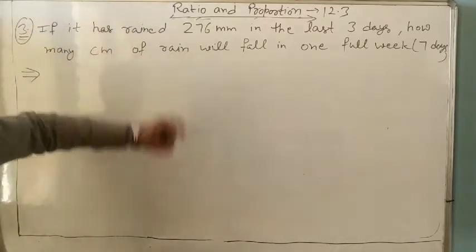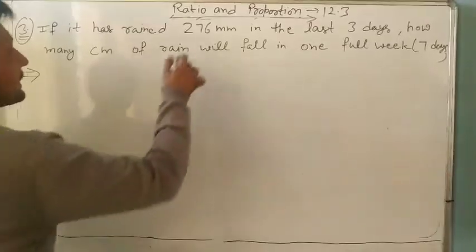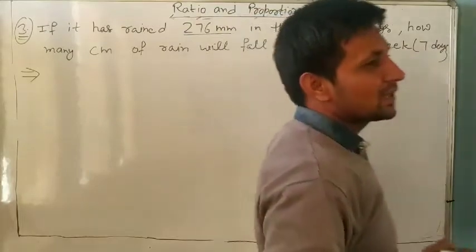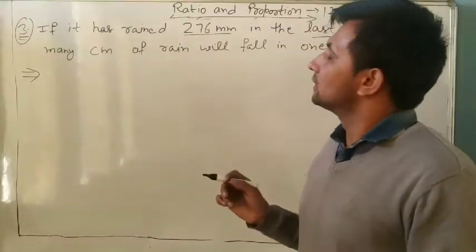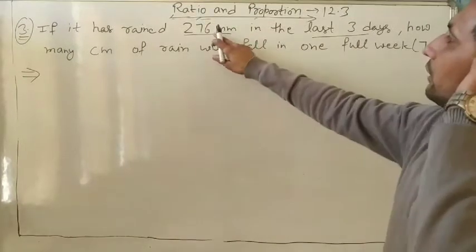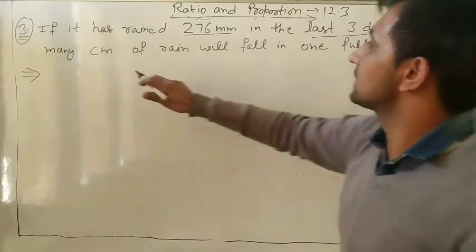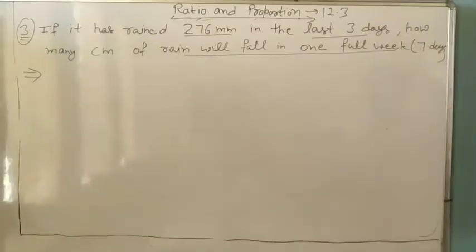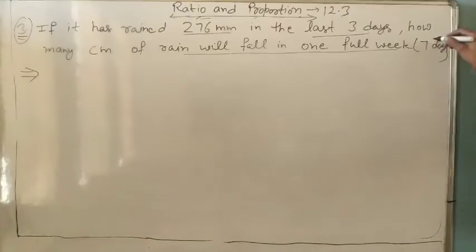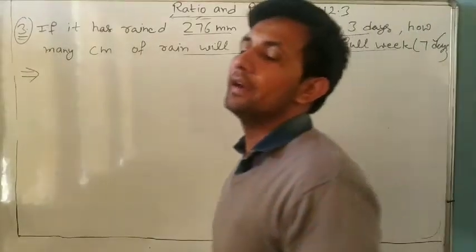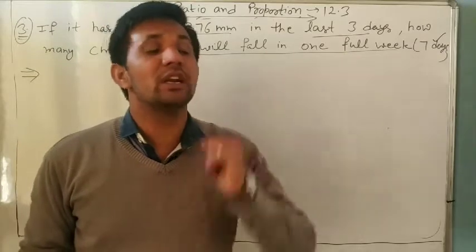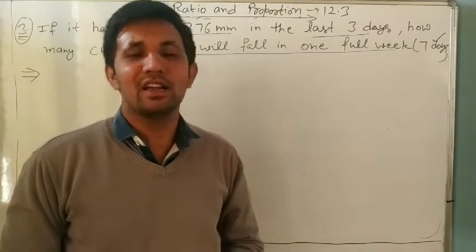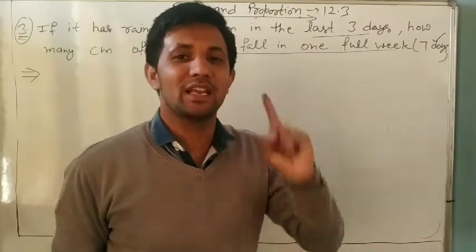If it has rained 276 millimeter in the last 3 days, in the last 3 days the total rain is 276. How many centimeter of rain will fall in 1 week? In one full week. A full week means 7 days. So we have to find how much rain in 7 days. How can you find? If we know how much rain in 1 day, we can find it easily. Yes, it is a unitary method.